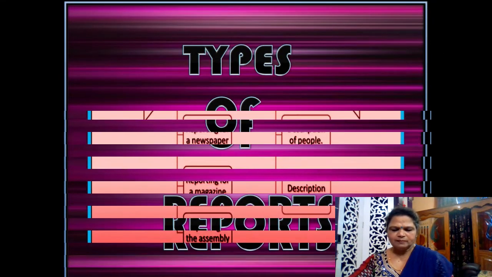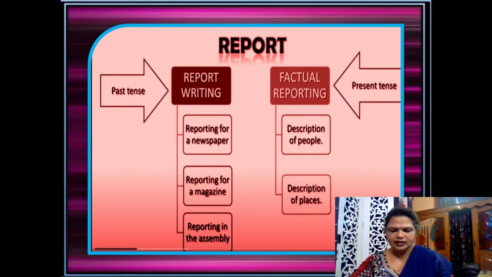Now the types of reports. Reports can be of two types. One type can be written in past tense and another can be written in present tense. Past tense is used when you are writing a report for a newspaper, for a magazine, or a report to be read out in assembly. But present tense is used when you are describing some people, or giving the description of a place which you have already visited.